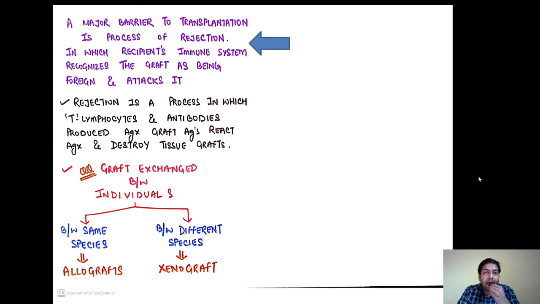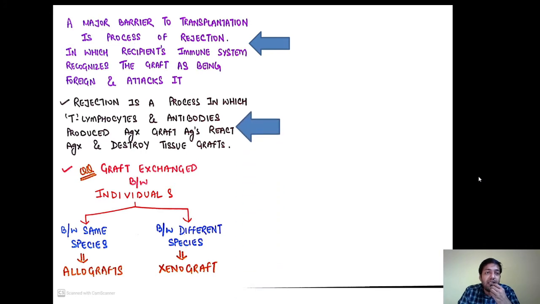So a major barrier to transplantation is the process of rejection. Yes, this is a very important clinical problem that we are facing in today's world. With the advancement of technology and science, cardiac transplantation, liver transplantation, lung transplantation and kidney transplant, all of them are being carried out. But a significant side effect of transplantation is tissue rejection, in which the recipient's immune system recognizes the graft as being foreign and attacks it.